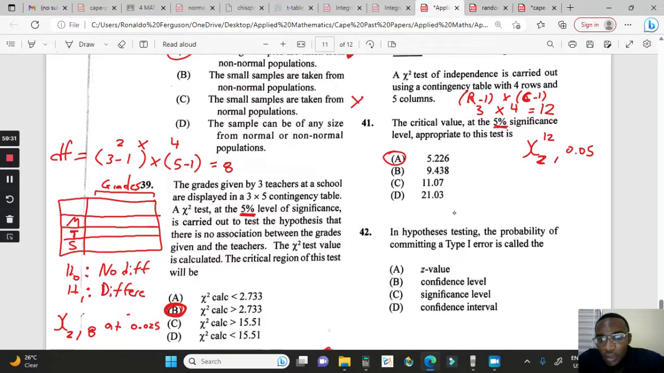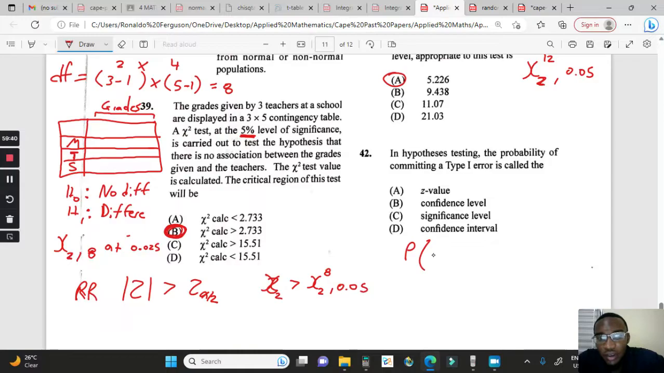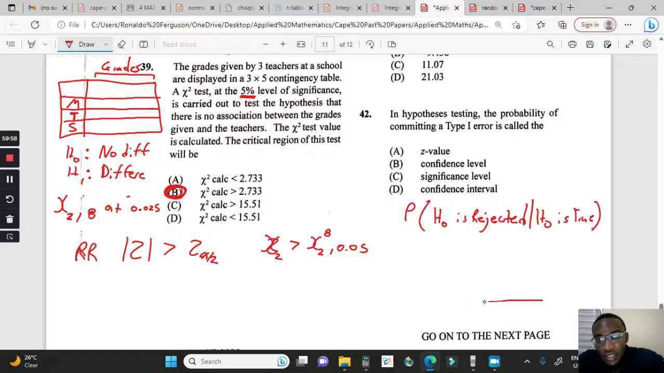Now it says in hypothesis testing, the probability of committing a type 1 error is called. Now, what is our type 1 error? Remember, type 1 error is basically when the null hypothesis is rejected, given that the null hypothesis is true. So I always like when we get it, the idea of what it is. This is it.